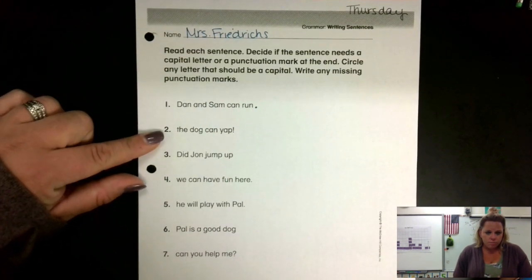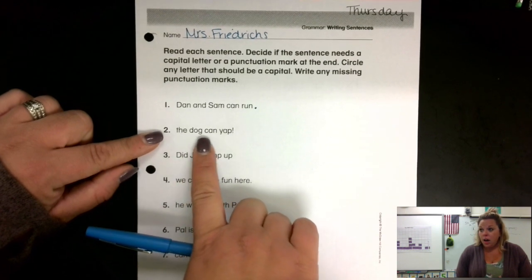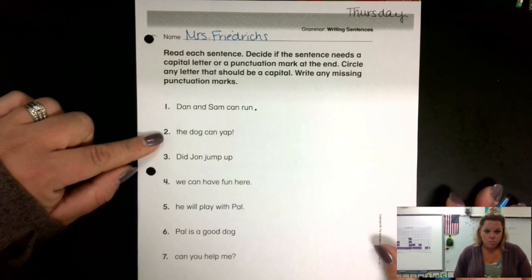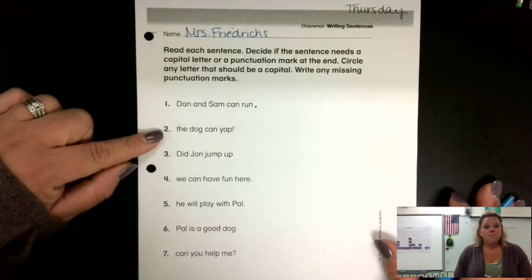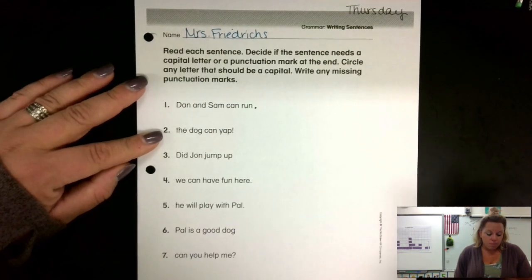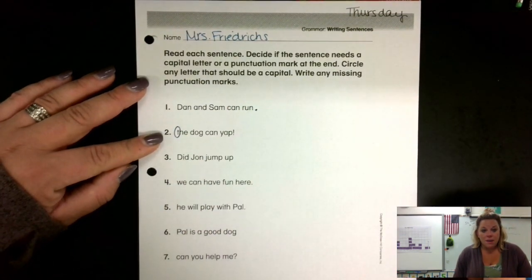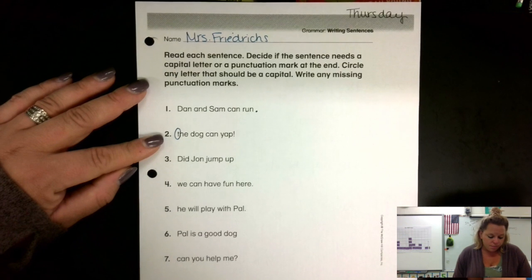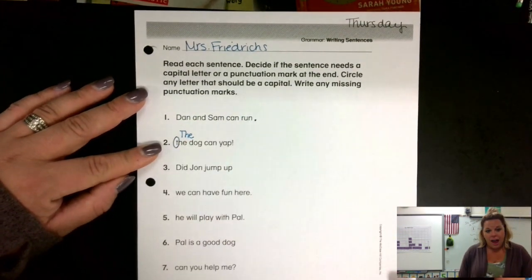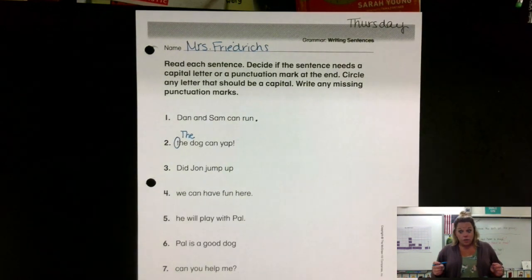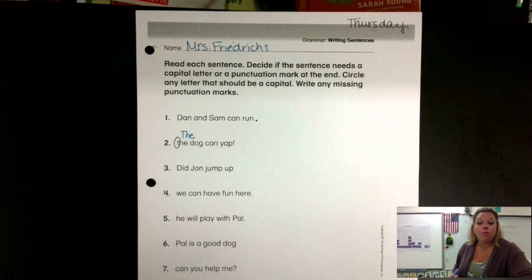Look at number 2. The dog can yap. What's wrong with this sentence? Yeah, it's missing a capital letter. So we need to circle the T at the beginning. Even if you want to, you can put the word the above it after you've circled it, but you have to circle it, okay? Let's look at number 3.